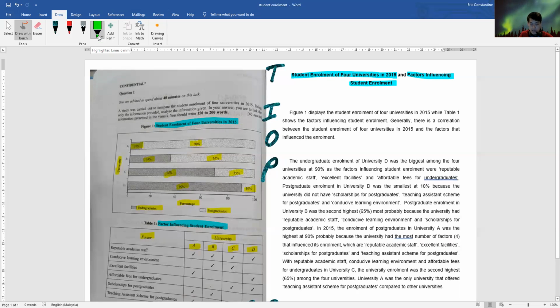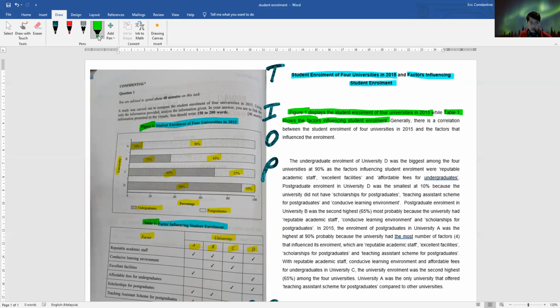Now, figure 1 displays the student enrollment of 4 universities in 2015. Okay, this one here. Again, this one is taken from the first visual. Can you see that? While table 1 is from here. Table 1 shows the factors influencing student enrollment. Again, what I need to do is just to transfer the important details from the visuals to my report.